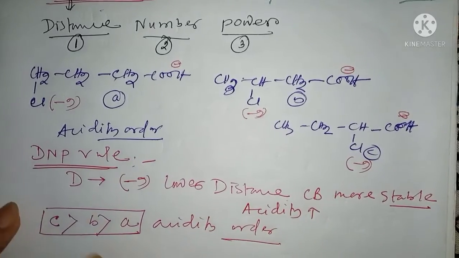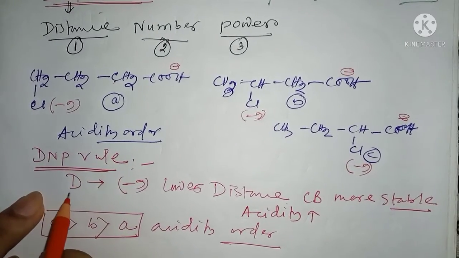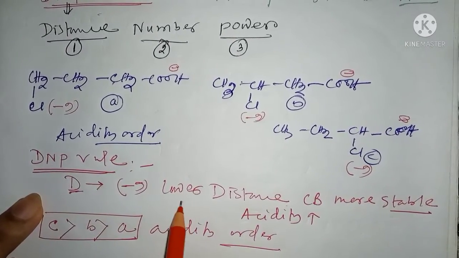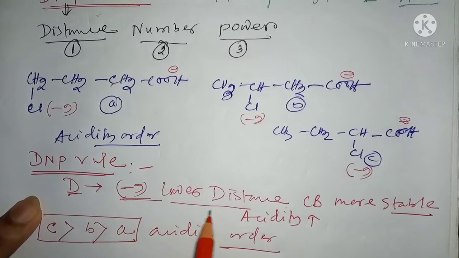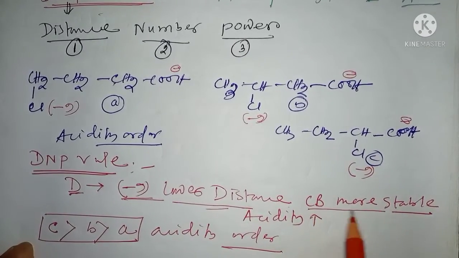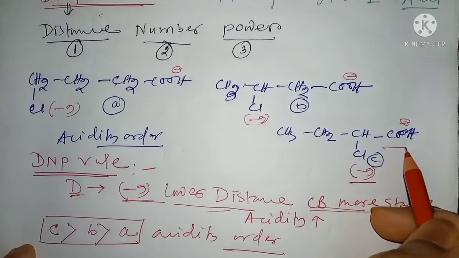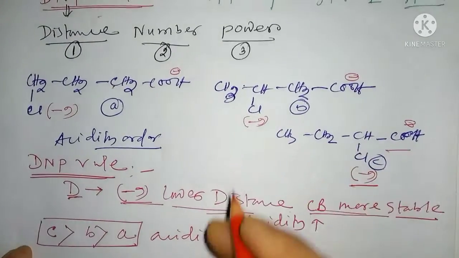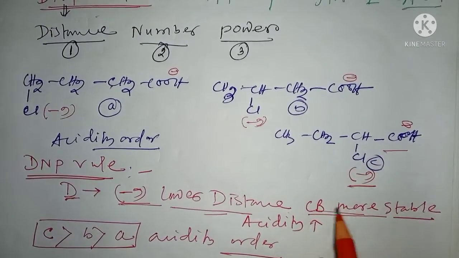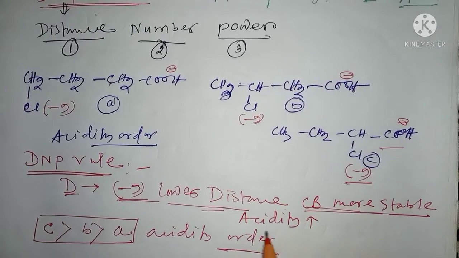So first check the DNP rule. First priority is distance. Lower distance means a stronger minus I effect. This is conjugate base stability: the more stable the conjugate base with the minus I effect, the more the conjugate base stability increases, so acidity increases.